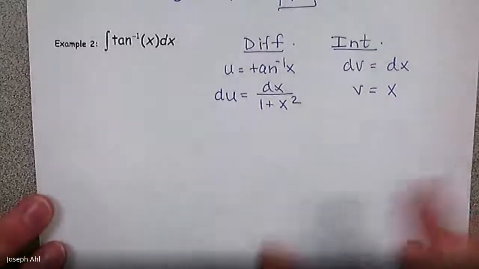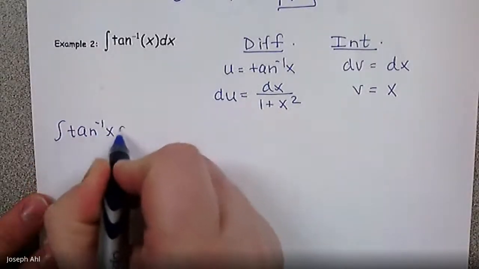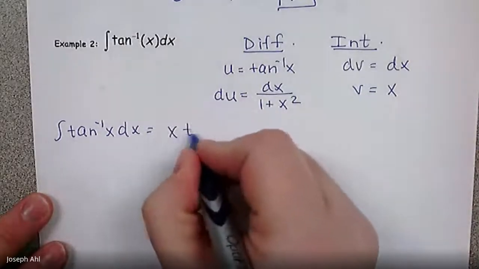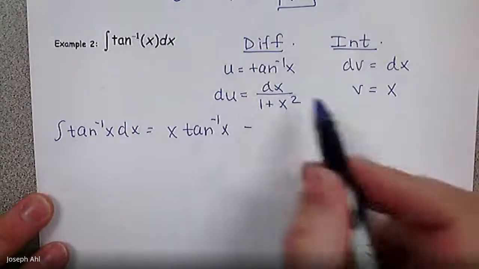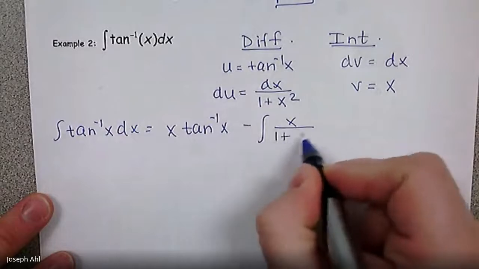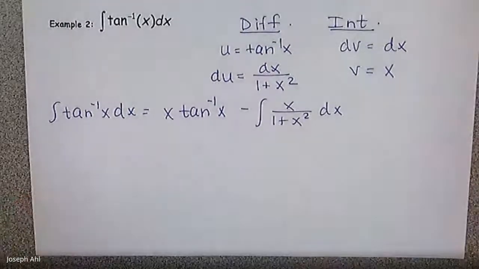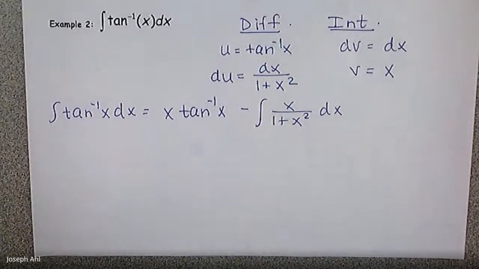So if I follow the pattern for integration by parts, the integral of tan inverse dx would be u times v, so x tan inverse x, minus, and then we're going to get v du, so it's going to be x over 1 plus x squared dx. All right, so now we have to evaluate this integral, and the nice thing is that we can evaluate this integral by using some u sub, right?